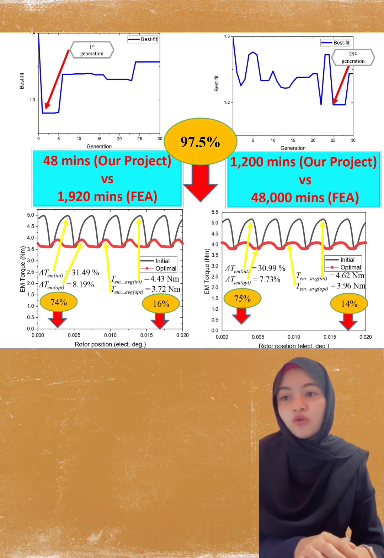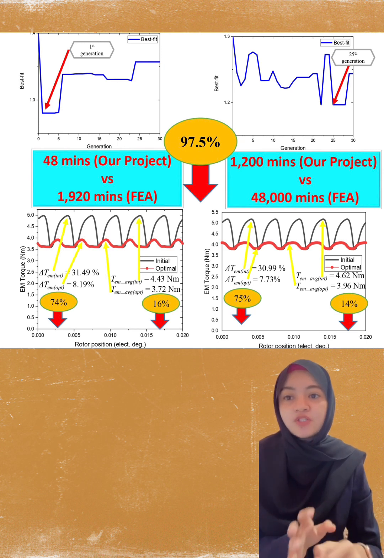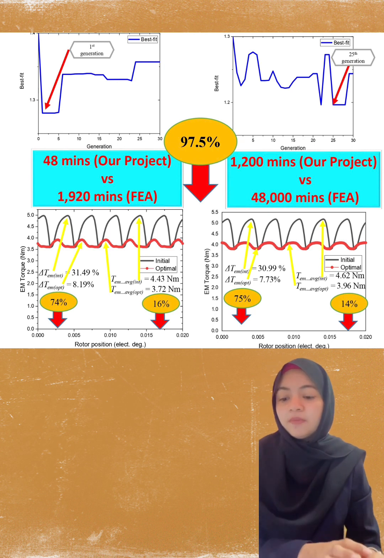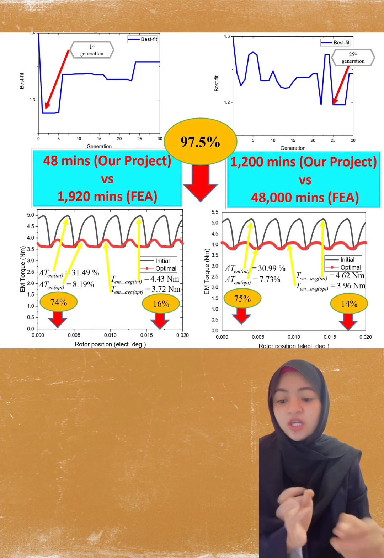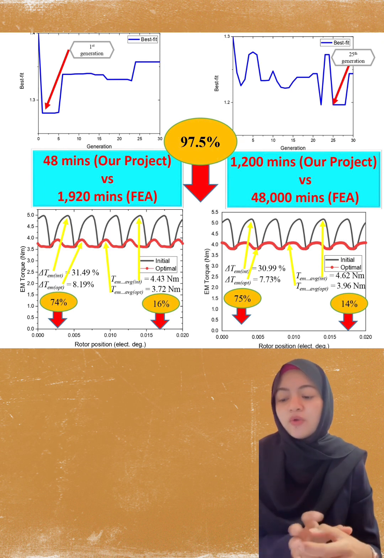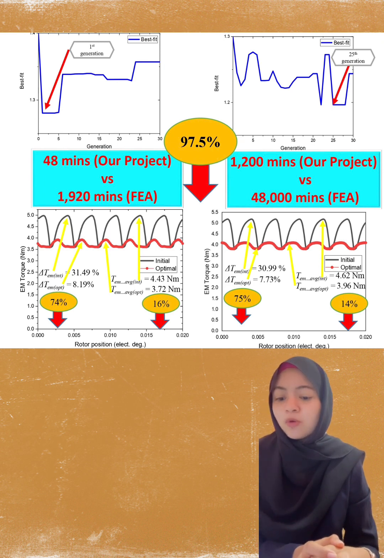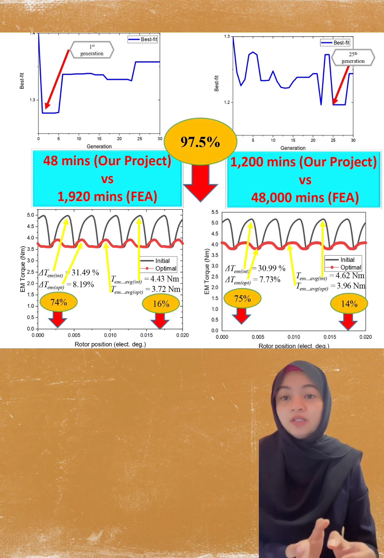The electromagnetic torque ripple has been reduced about 75%. Meanwhile, the average electromagnetic torque has been reduced about 40%. After we complete the analysis, it showed that the subdomain model and GA, which is our project, requires only 48 minutes to complete the simulation for 50 iterations. Meanwhile, finite element model takes longer time to complete, which is about 1920 minutes, which is about 32 hours to complete the iteration.